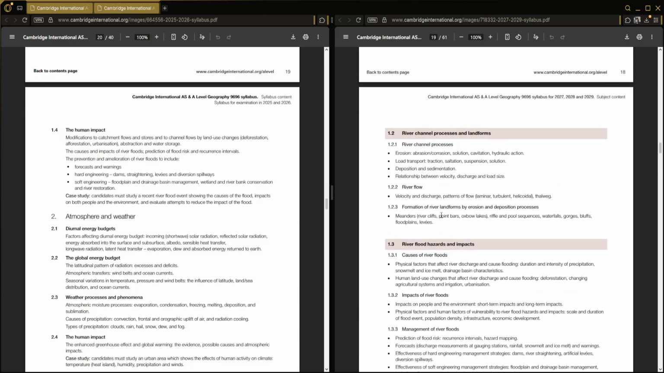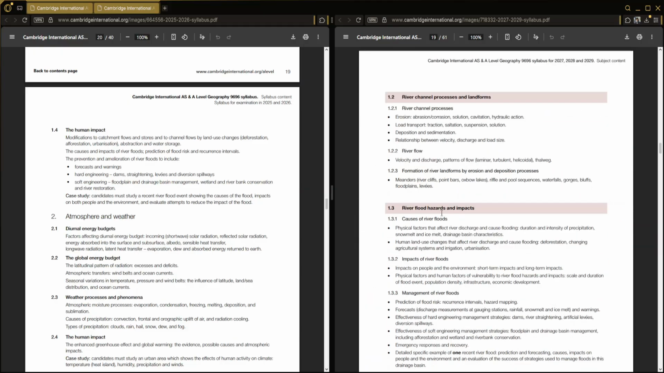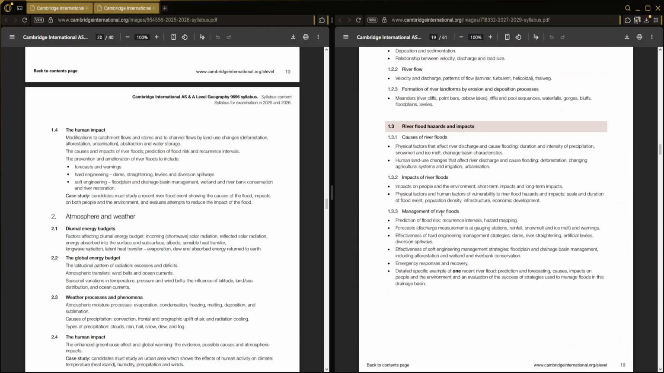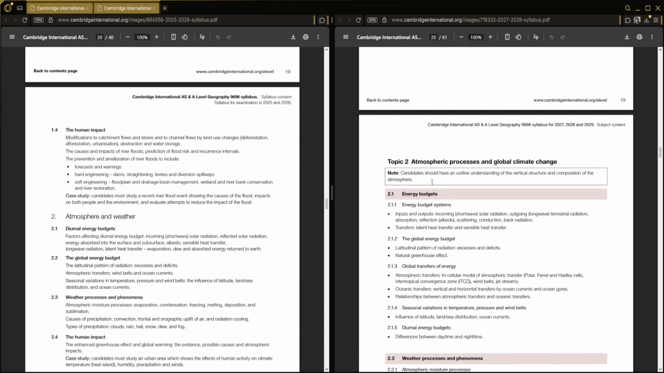So for rivers, not much changes. Everything is still roughly the same. The main content is the same, but it's just much more structured and helps you focus your study a bit better. Moving on to atmosphere.